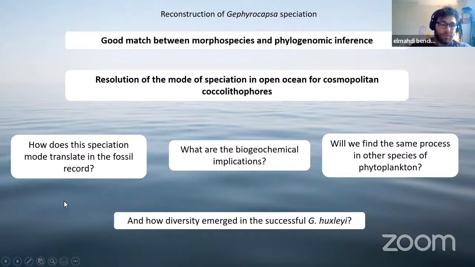How does this speciation translate in the fossil record? I have to admit that we may only speculate on that at the moment. But there is a PhD student, Odysseas Arkontikis, who will try to answer that question. He will also try to find some biogeochemical implications of those patterns.